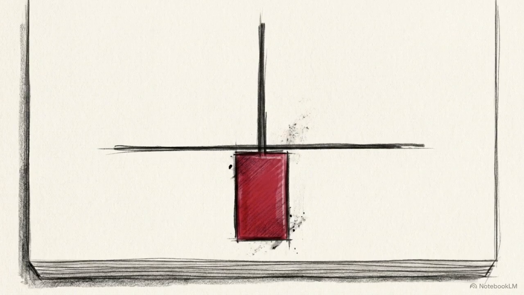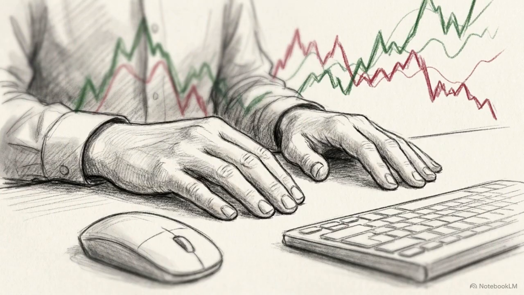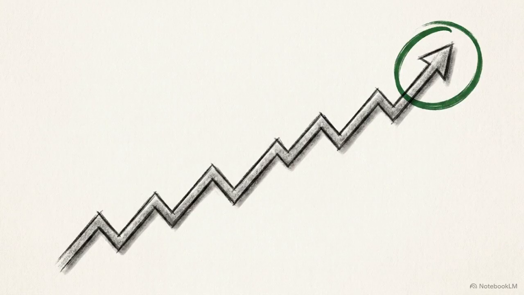actually shifted. To protect yourself from those fakeouts, you have to wait for the mandatory confirmation step, the break of structure, or BOS. This is the event that proves the institutional shift is real and a new trend is actually underway. Let's follow that same chart.